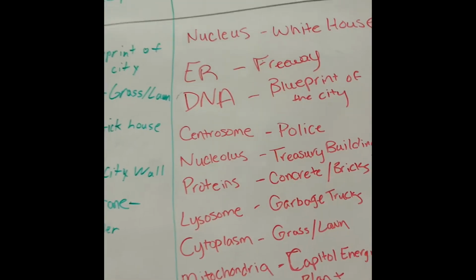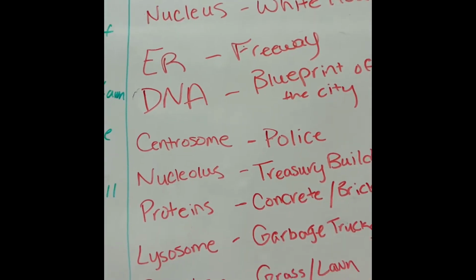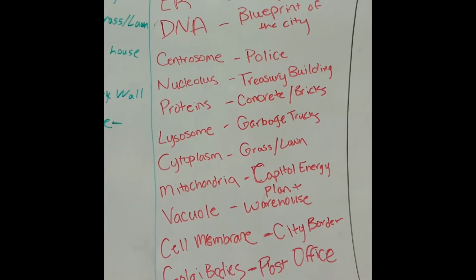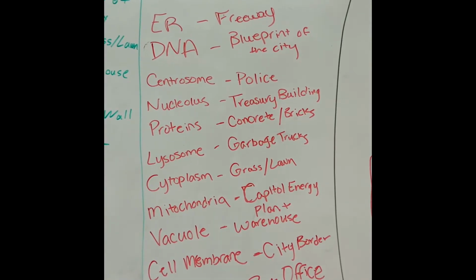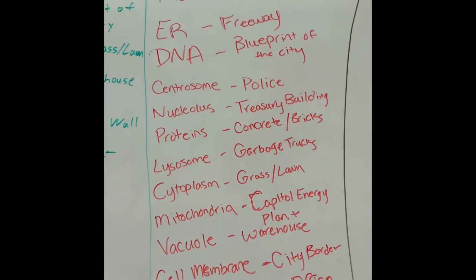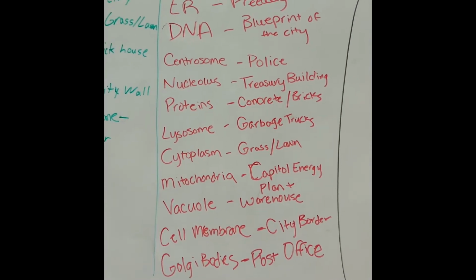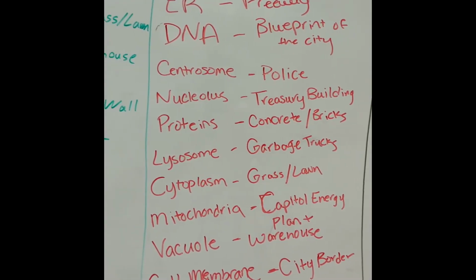For the eukaryotes, we have the nucleus, which is going to be our White House. ER is our freeway. DNA, the blueprint of the city. Centrosome, police. Nucleolus is our treasury building, where all the money is made. Proteins are concrete/bricks, also known as our ribosomes. The way ribosomes make our proteins, so they make our concrete and our bricks.